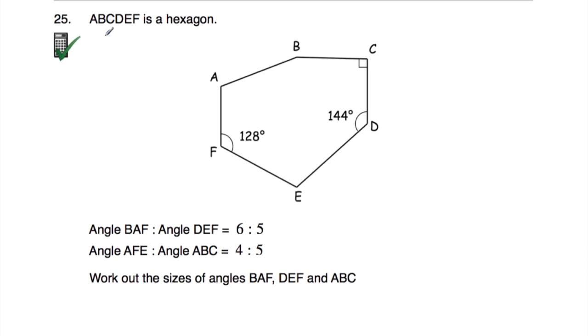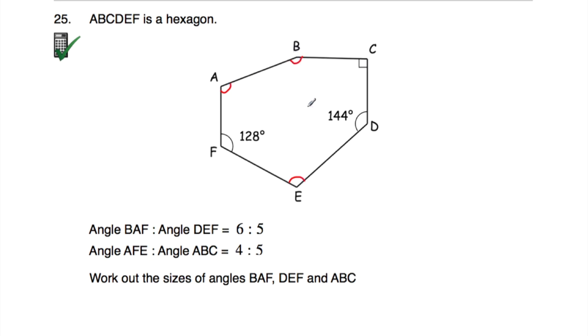Question number 25 says, A, B, C, D, E, F, again just testing the alphabet, is a hexagon. We're told the ratio of angle BAF to angle DEF is 6 to 5. The ratio of angle AFE to angle ABC is 4 to 5. And we've been asked to work out the sizes of angle BAF, then angle DEF, and then angle ABC.